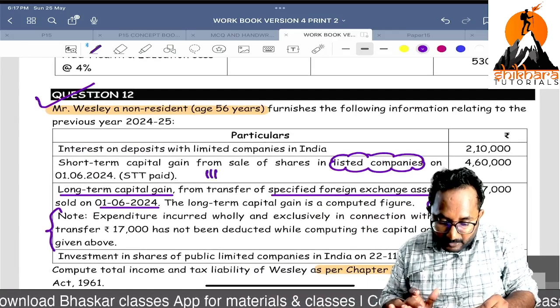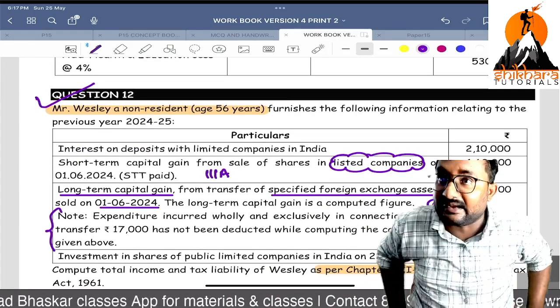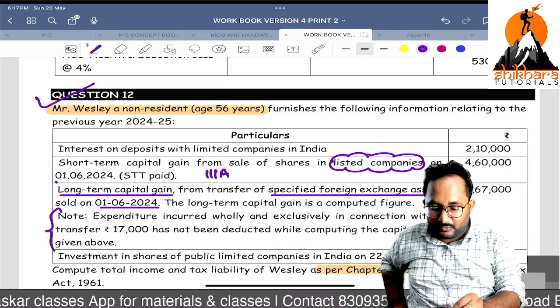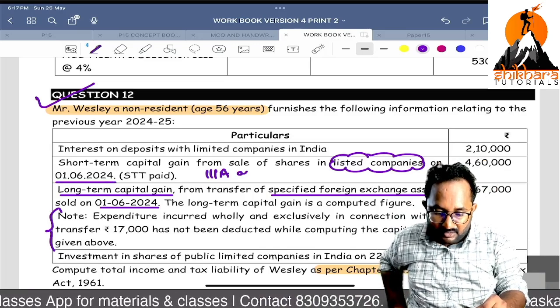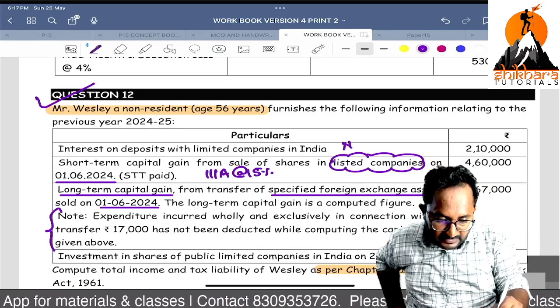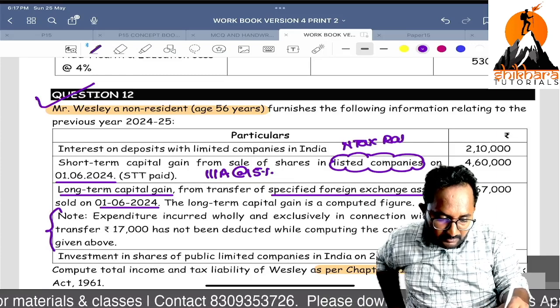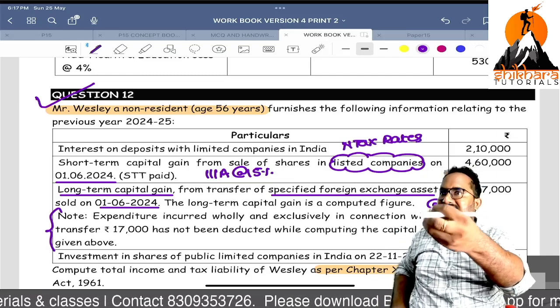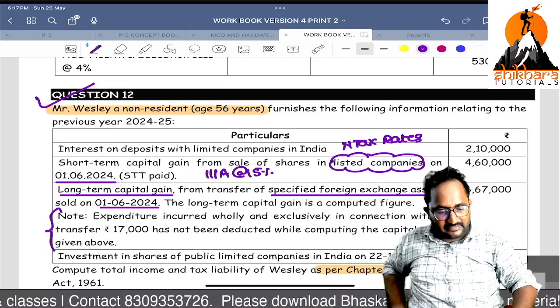That's why which provision will attract, ma? 111A rates. Sir, but the 111A rate before 23/7/2024 is what, ma? 15%. And it is on what tax rate, ma? Normal tax rate. Why, ma? It is not a foreign exchange asset. Normal tax rate. Now, next one, ma?